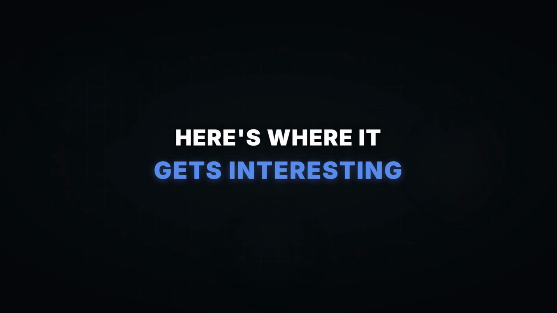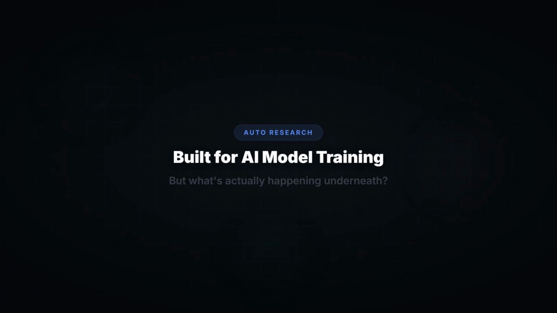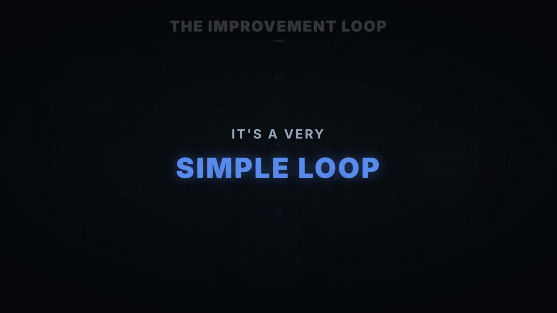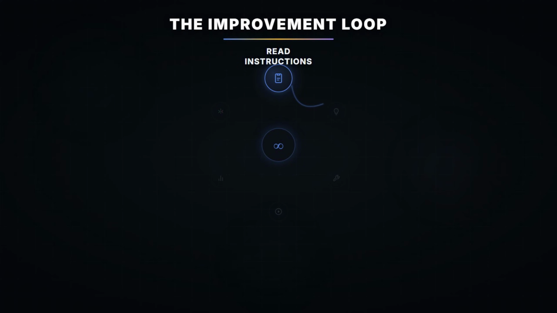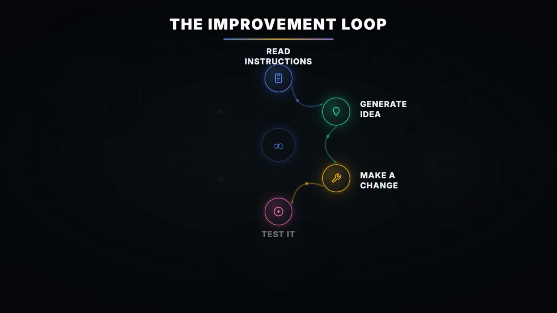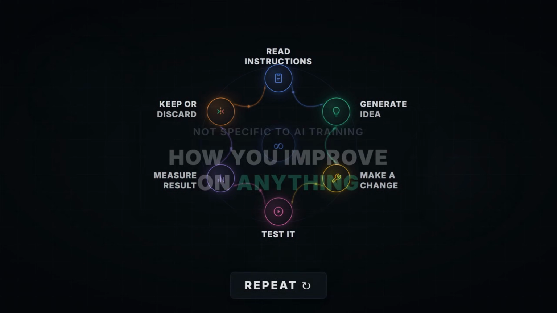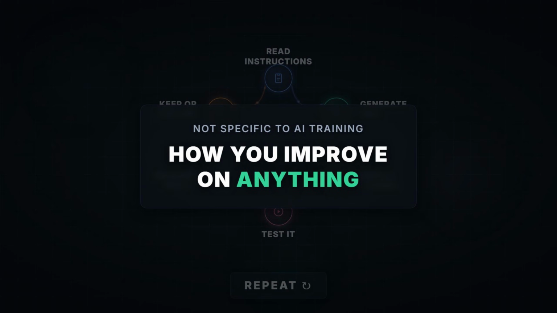Now here's where it gets interesting. Auto research was built for AI model training. But if you look at what's actually happening underneath, it's a very simple loop. Read the instructions, come up with an idea, make a change, test it, measure the result. If it's better, keep it. If it's worse, then throw it away, and then repeat the entire cycle. That's not specific to AI training. That's how you improve on anything.